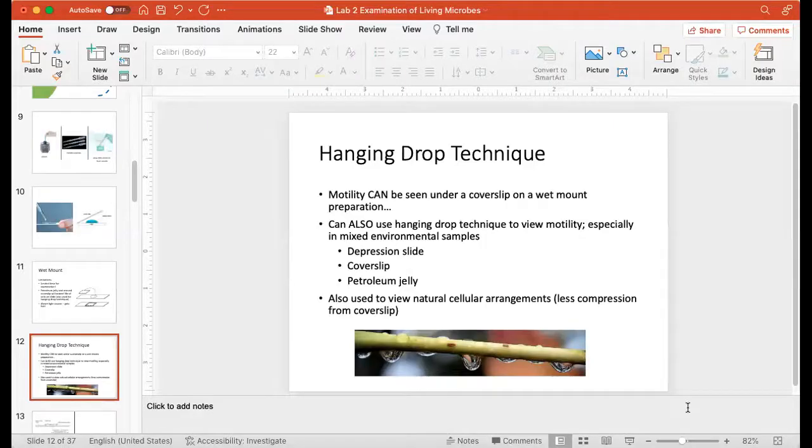Now, the difference between a wet mount and a hanging drop is essentially that in a hanging drop slide, instead of putting the drop down onto the slide, we're going to hang it from the cover slip. On a wet mount, we put the drop on the slide, but on a hanging drop, we're going to hang the drop from the cover slip. And it's going to allow us, again, to look at living cells and see whether or not they're motile. It's especially useful when you're looking, again, at these environmental samples.